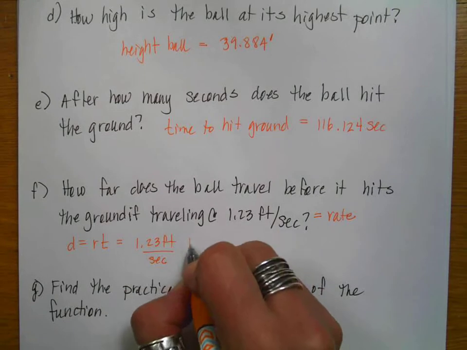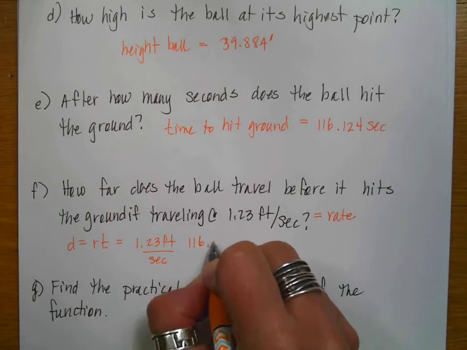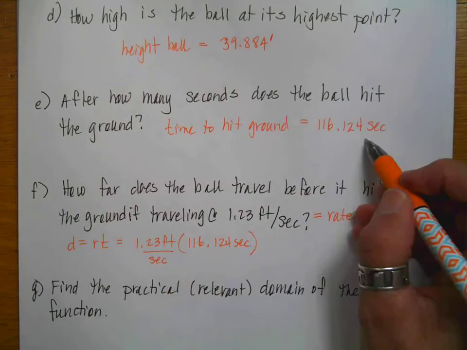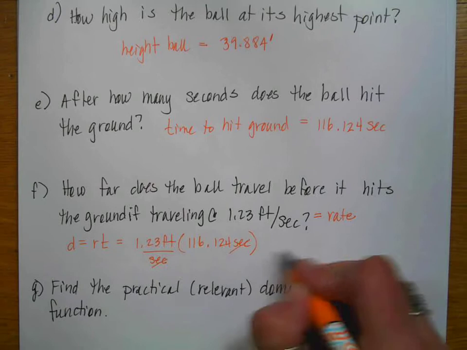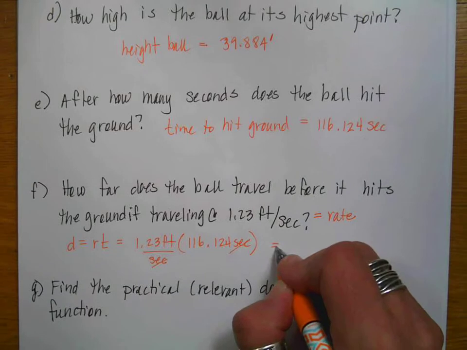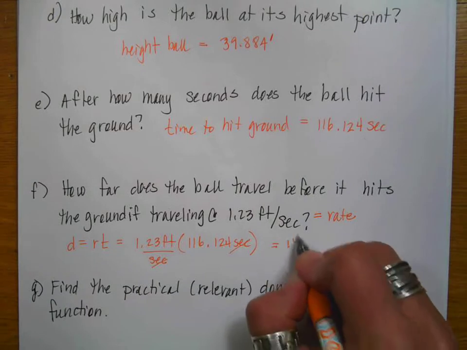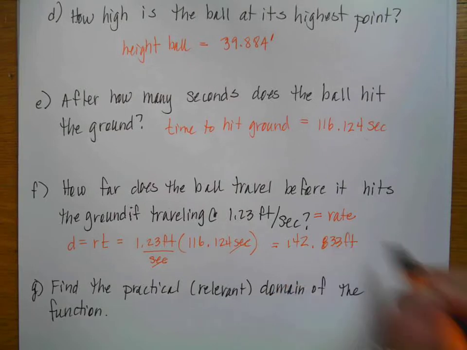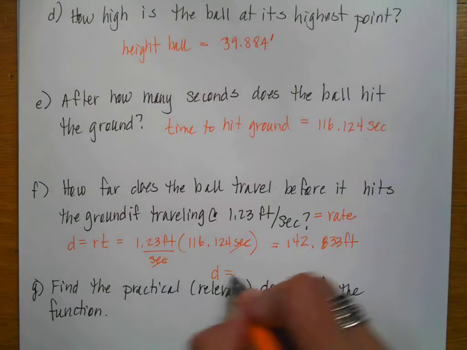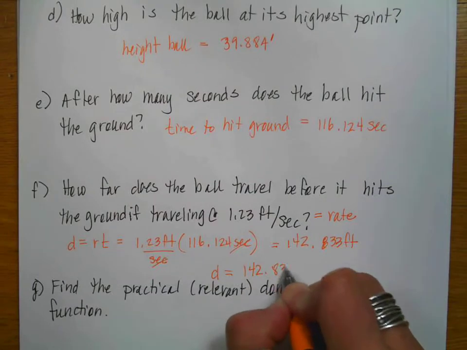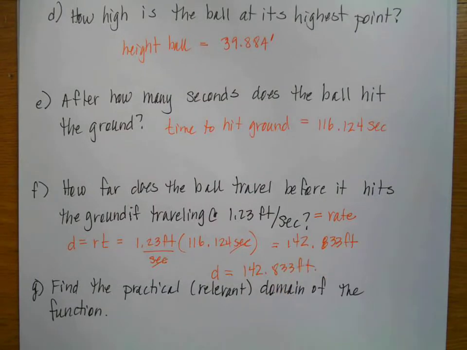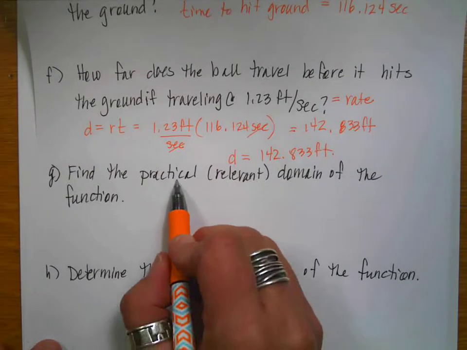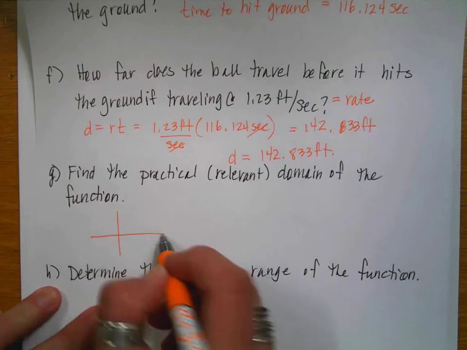And we know that it takes 116.124 seconds to hit the ground. We found that number here. The seconds cancel, and it's going to tell me that it's going to take 142.833 feet. So my distance is 142.833 feet.